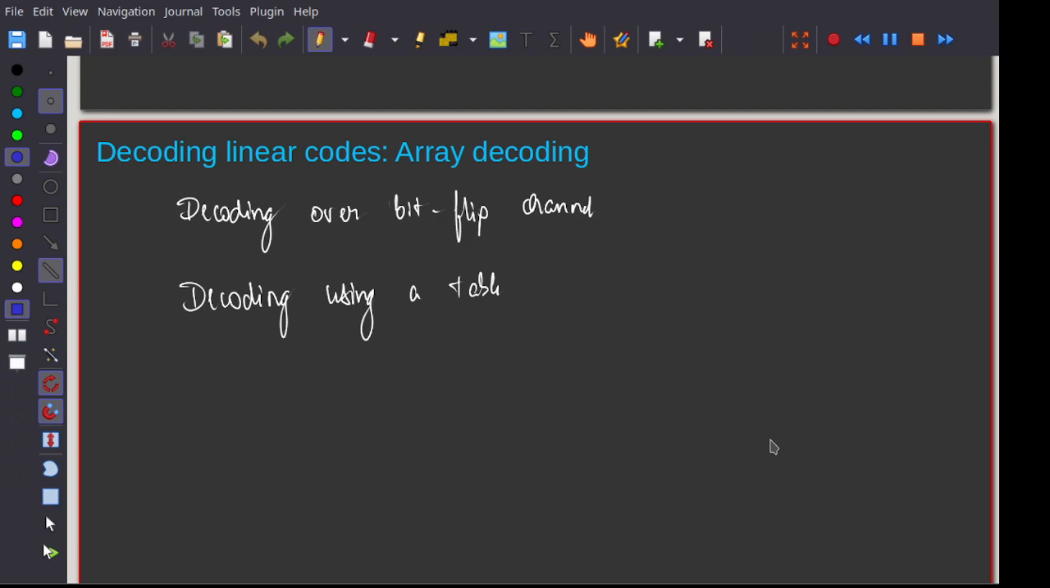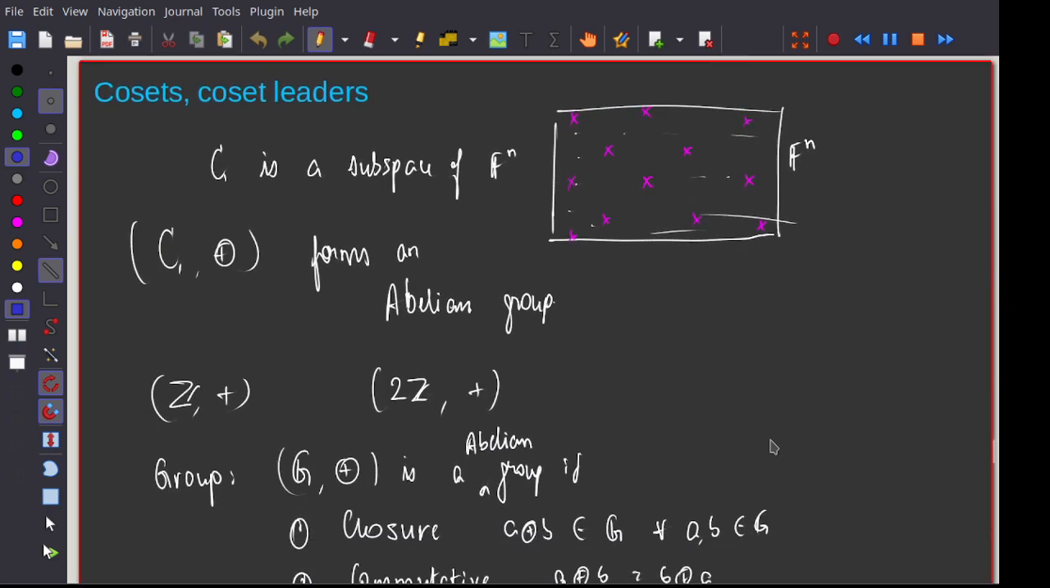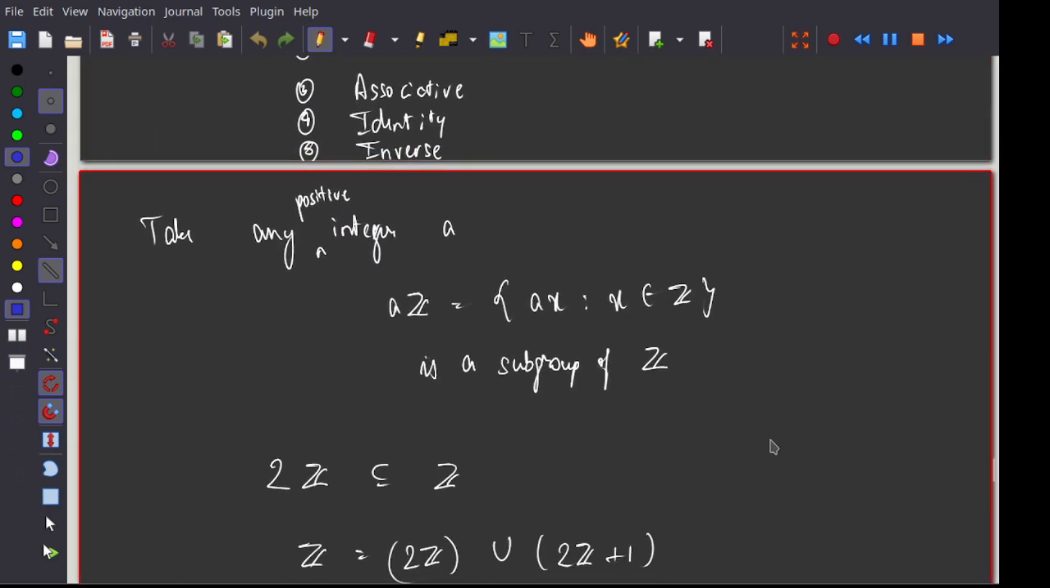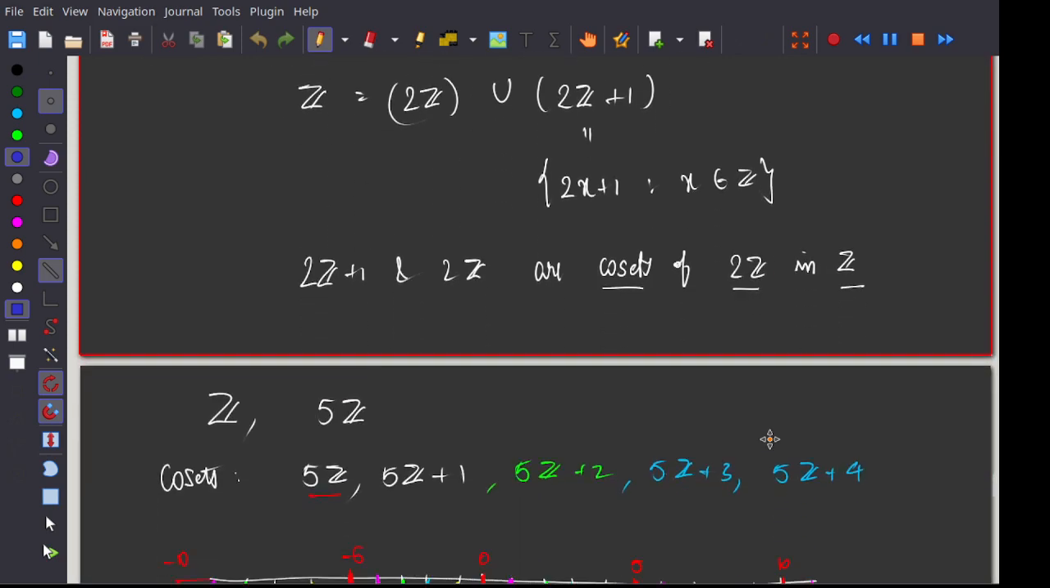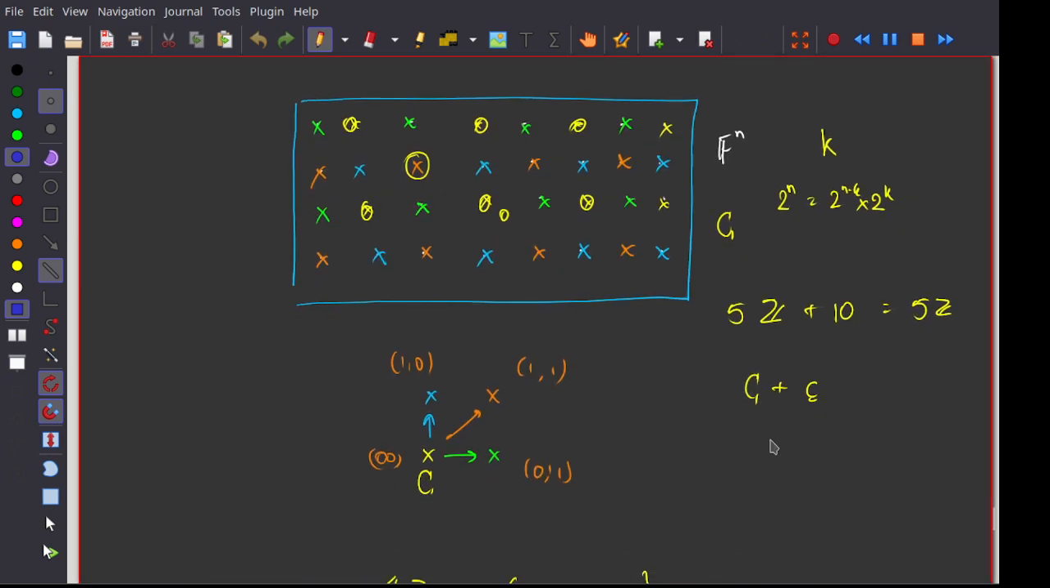One is standard array decoding. Basically, you list all possible codewords, find the distance to each codeword, and then minimize that particular quantity. That's what we called array decoding. But then we saw that there's a slightly better way of doing it using syndromes. This is the right picture to look at.